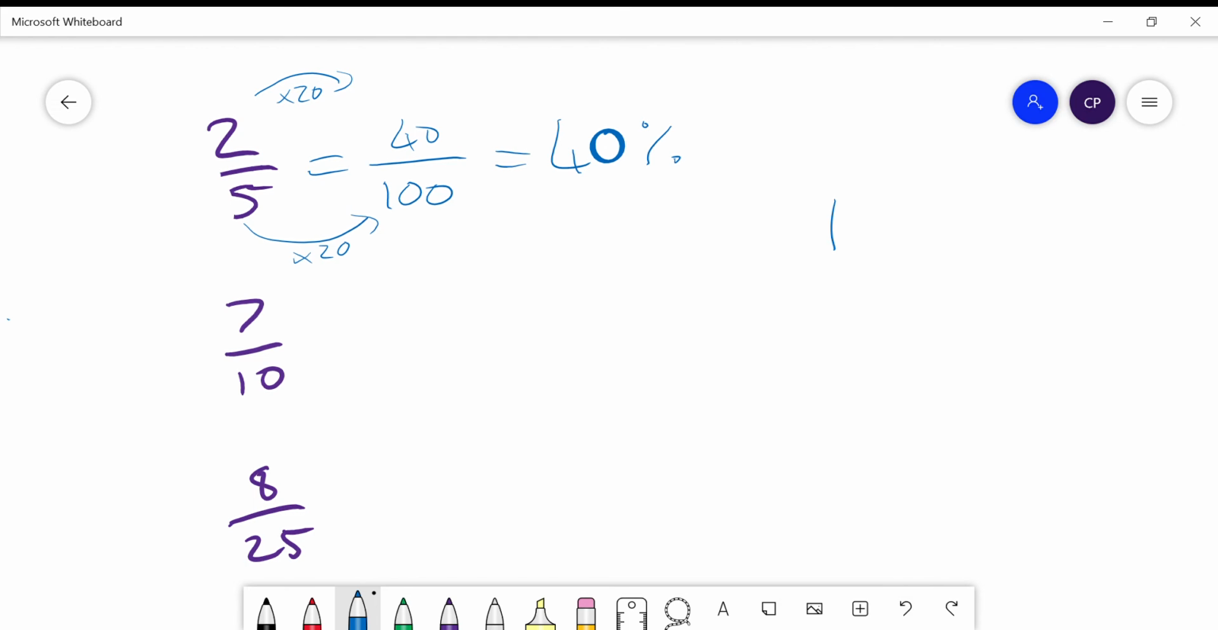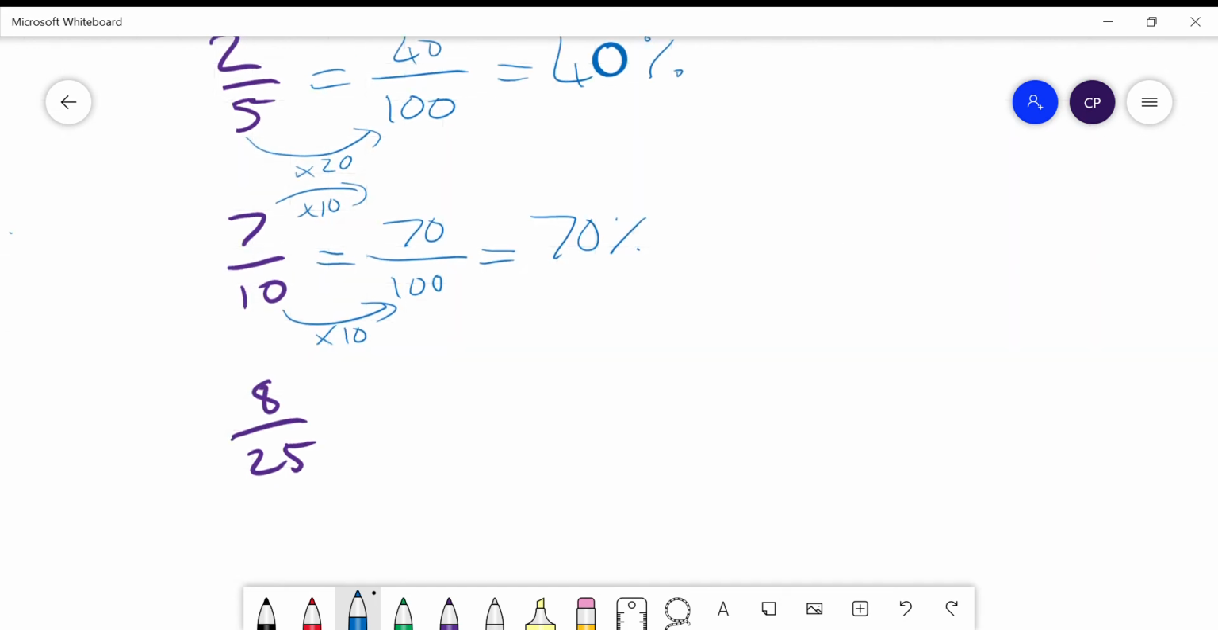Okay, let's have a look at the next one. So percent means per 100. Can I get from 10 to 100? Yes, I can. I times by 10. Whatever I do to the bottom, I do to the top. So we'll times that by 10 too. 70 per 100 is 70%. And finally, the bottom one. We want it to be per 100. How do you get from 25 to 100? We times by 4. So I must do the same to the top. Times by 4. 8 times 4 is 32. 32 per 100 is 32%.